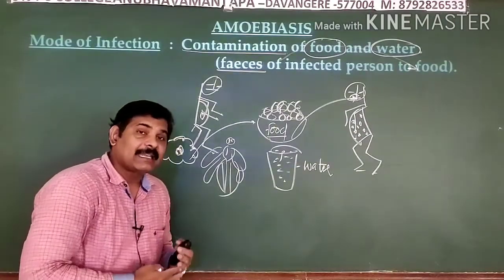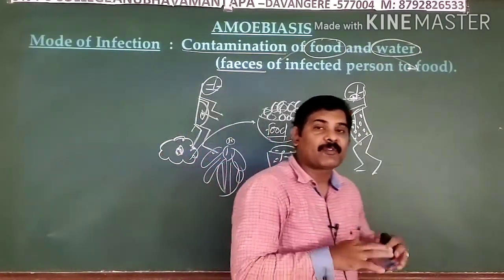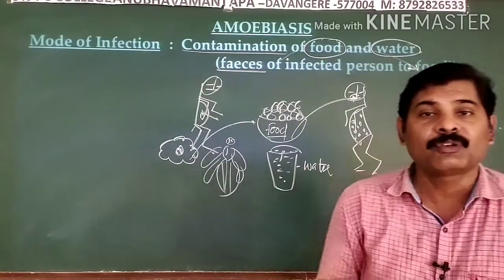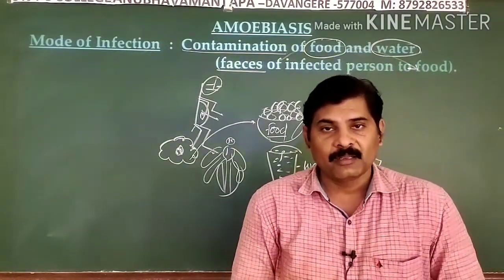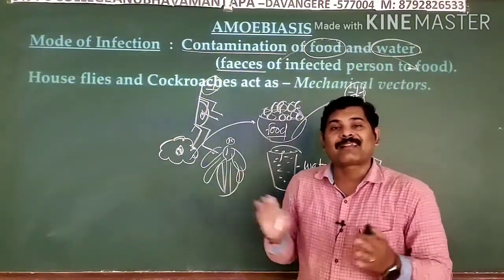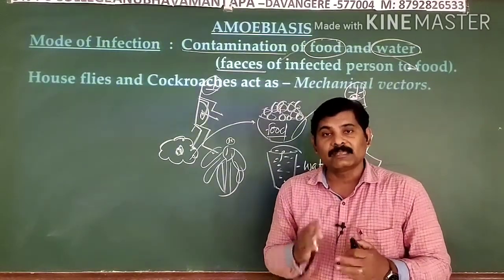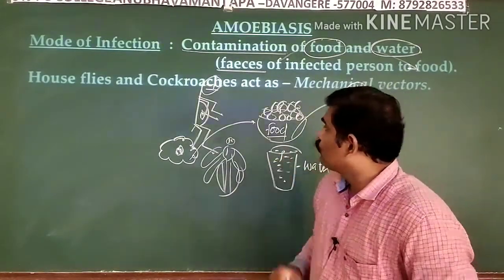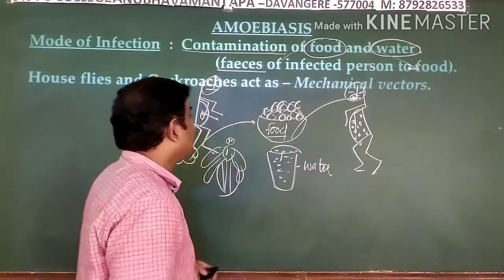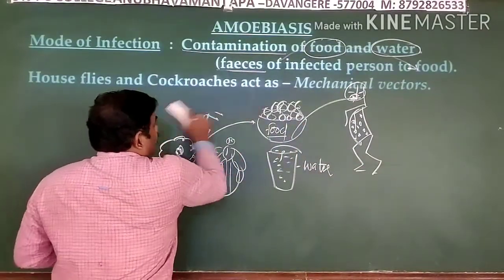Right. Then once a person is infected, what time does it take for manifestation of the disease, which we call the incubation period? The incubation period of this one ranges from 2 to 4 weeks. In some cases, it's more than 2 to 4 weeks, right? So that is the one thing.